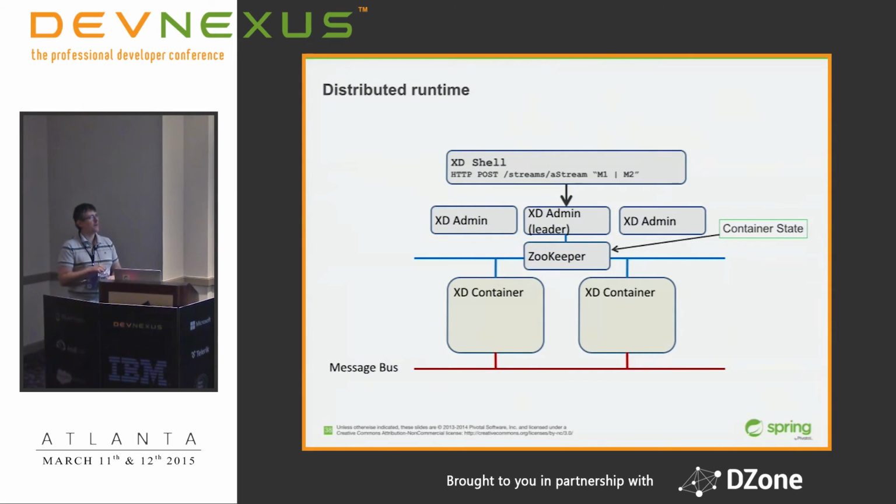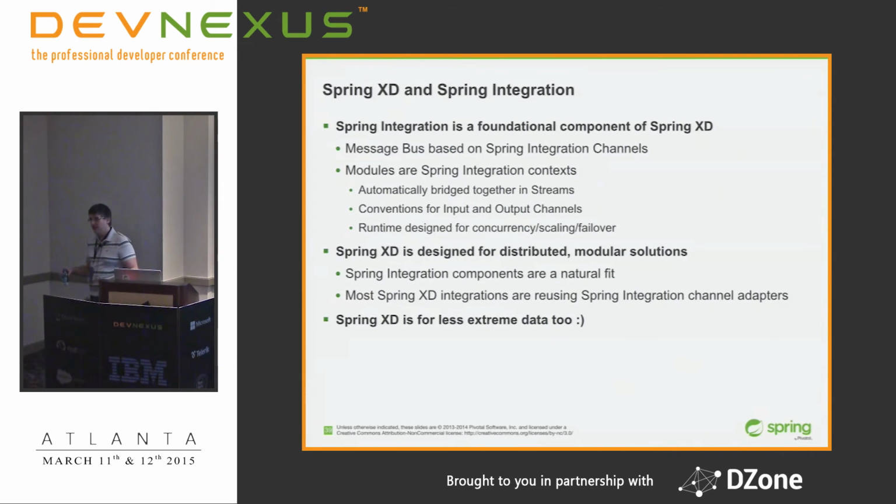Like any distributed system, it has to have some central coordination, which is the admin node. And it has a number of containers where the different modules execute. Spring XD connects them through an abstraction called the message bus. Now, the connection with Spring Integration should be apparent at this point, because the message bus is really based on Spring Integration channels.